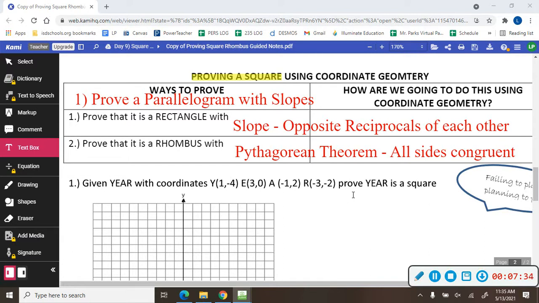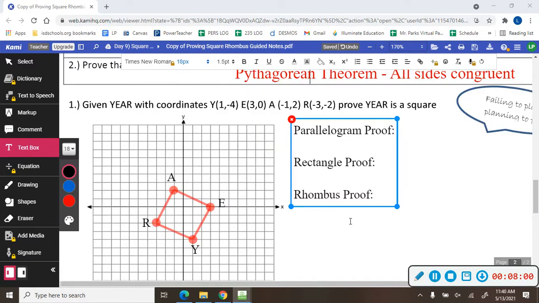So you're going to plot the points, prove it's a parallelogram by looking at the slope, prove it's a rectangle by making sure the slopes are opposite reciprocals, and then you're going to measure each side using the Pythagorean theorem, and that'll tell you if all sides are the same. Remember, a square has 90 degrees and all sides are the same. So we're going to first prove that this is a parallelogram.